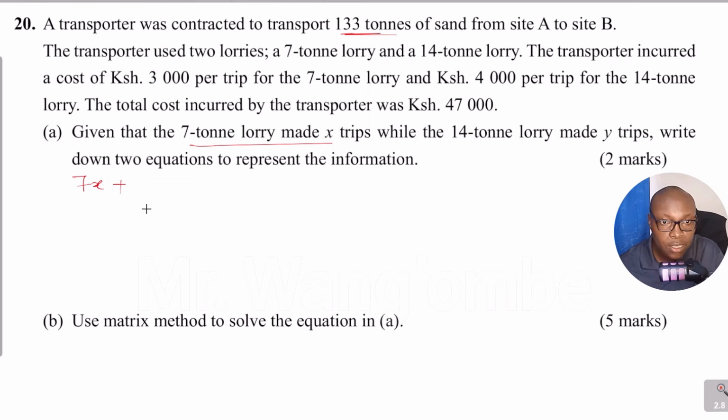Then we are getting the sum. The 14-ton lorry made y trips. So that means in one trip, it transports 14 tons. So what about y trips? It transports 14 multiplied by y tons. So 7x plus 14y represents the total number of tons transported by the two lorries, which you're given is 133.